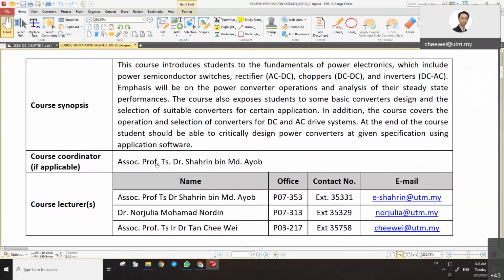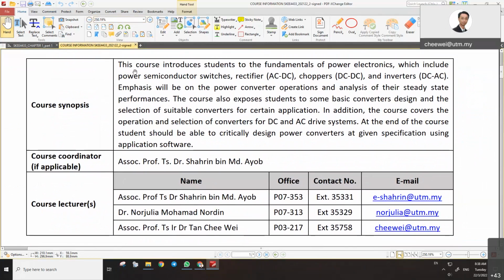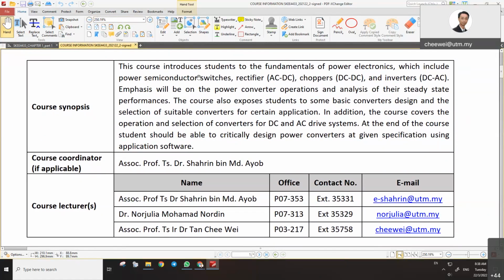The course synopsis here says that this course introduced the fundamentals of power electronics, including what? Power converters, like rectifier, chopper, inverter, and all of those power converters require you to use switches, and switches are actually made from semiconductors.